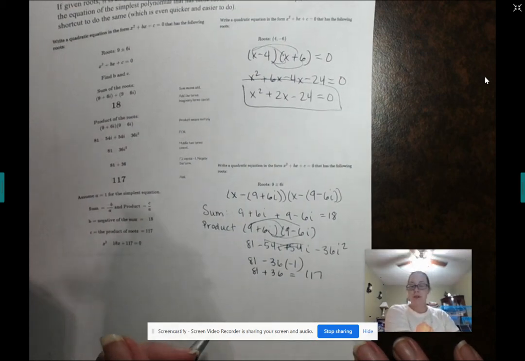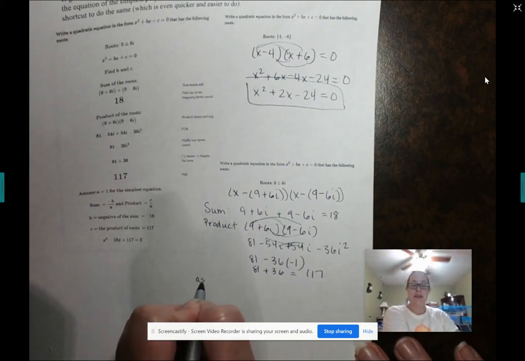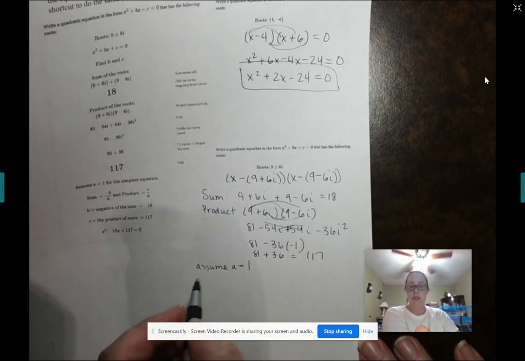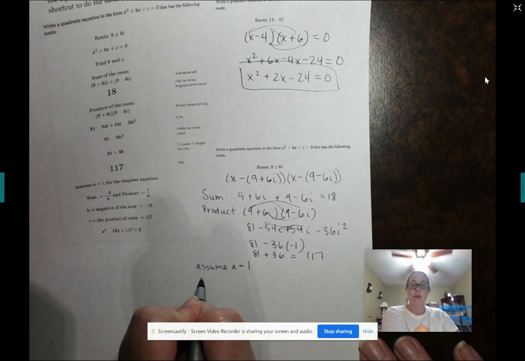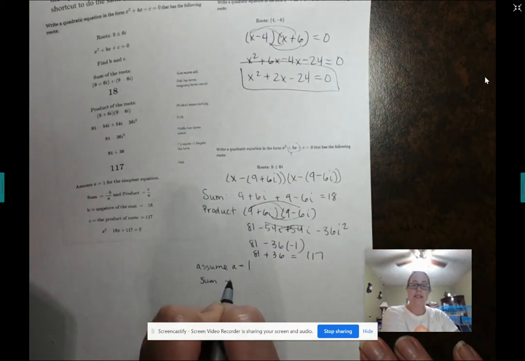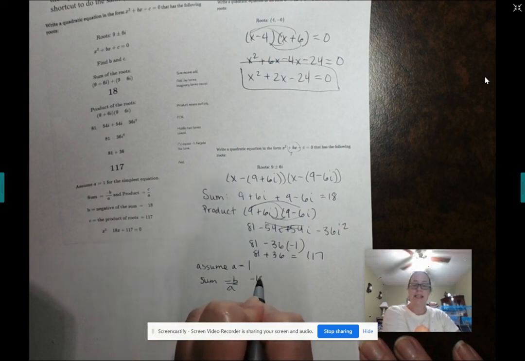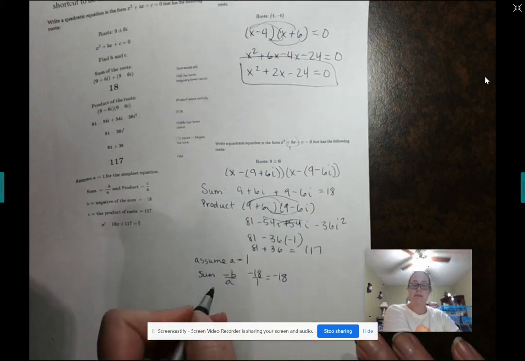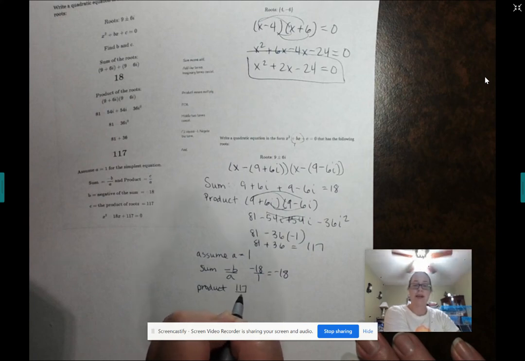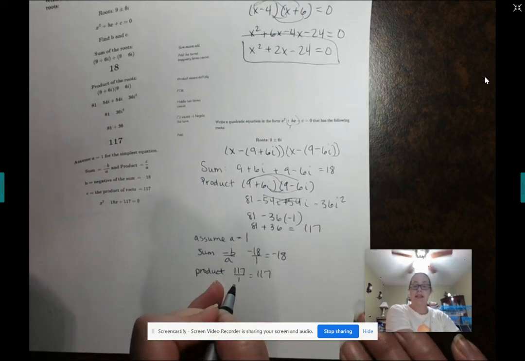So you have everything you need now to write the equation. You're going to assume that the a value is 1, because I said we're finding the simplest quadratic that would have these roots. And what you're going to do is your b value, your middle term, is going to be the opposite of the sum that you came up with, divided by the a value of 1. So the opposite of 18 divided by 1 is negative 18. And then you're going to take the product that you got, 117, exactly the sign that it was, and divide it by your a value. So in this case, that is my c value.